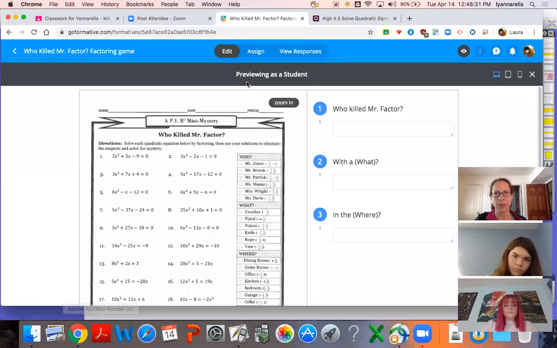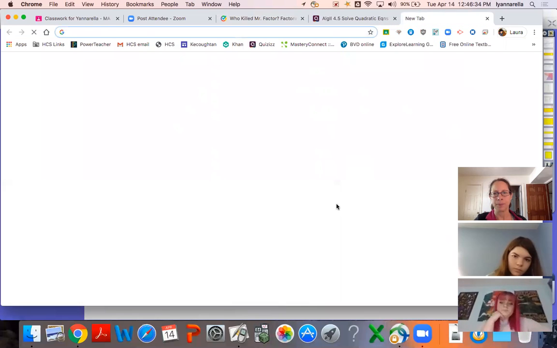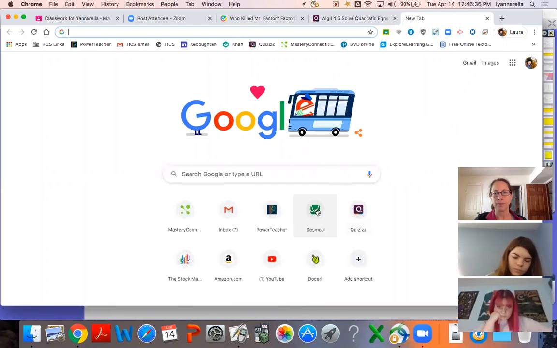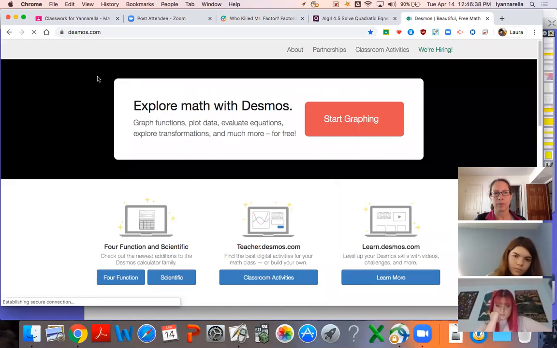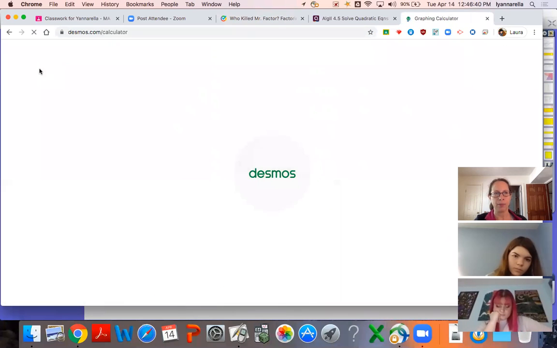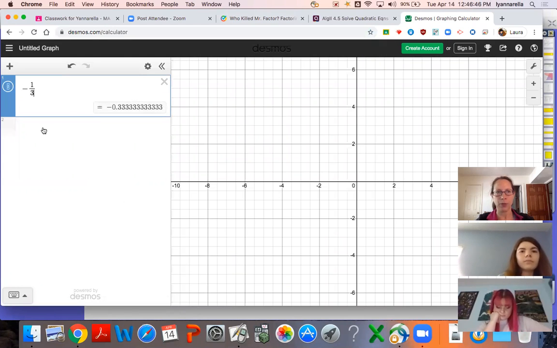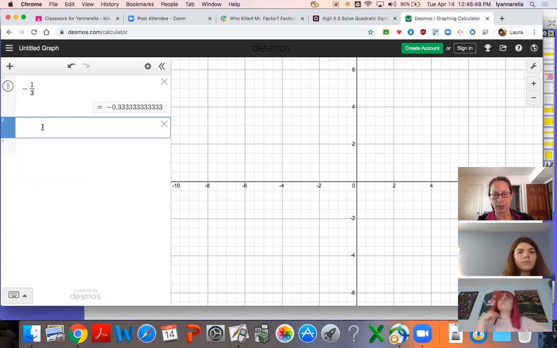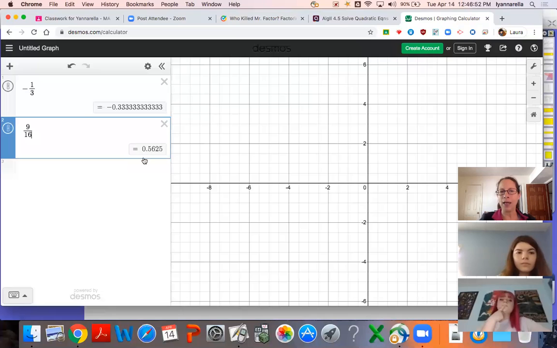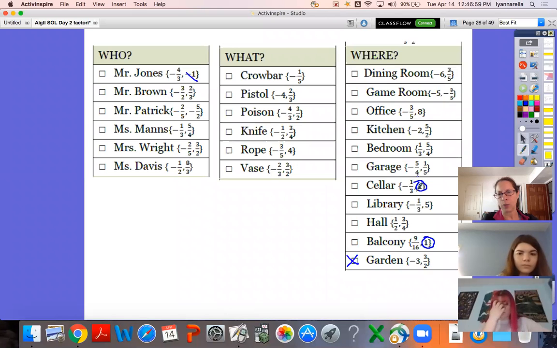So if I go to Desmos, I can say -1/3, which you knew was going to give you 0.3 repeating, and 9/16. And that looks like it rounds to 0.563. So I know the 9/16 is correct. So I can go back and say it's this one, not this one. So the balcony is also wrong.